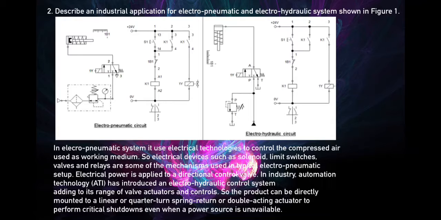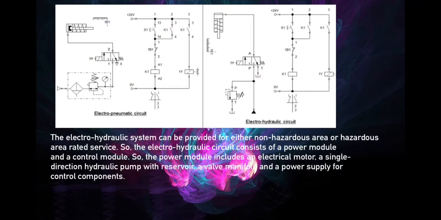In industry, Automation Technology Inc. (ATI) has introduced an electro-hydraulic control system, adding to its range of valve actuators and controls. The product can be directly mounted to a linear or quarter-turn spring-return or double-acting actuator to perform critical shutdowns even when a power source is unavailable. The electro-hydraulic system can be provided for either non-hazardous or hazardous area rated service.